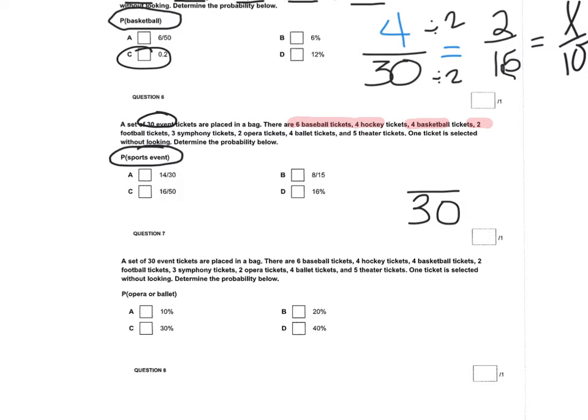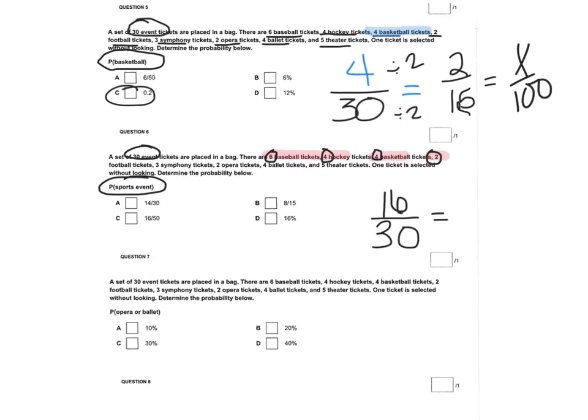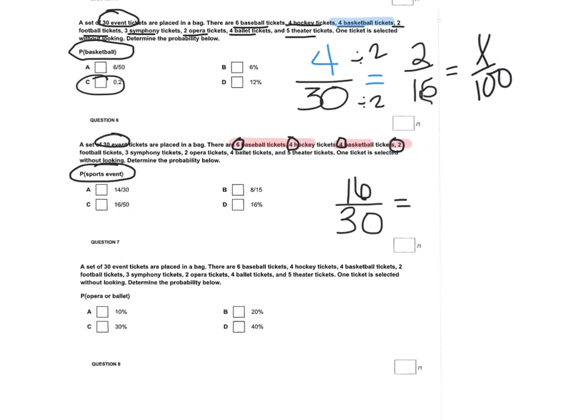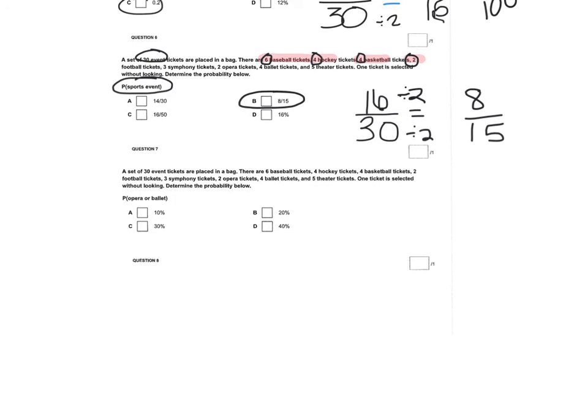So we can say 6 plus 4 plus 4 plus 2 is 16. So 16 out of 30. I'm going to reduce it. I'm not really sure what happened on question 5 because when I reduced it, that answer choice wasn't exactly there. 16 out of 30. If we reduce, let's say we reduce it by just 2 for now. 16 divided by 2 is 8. 30 divided by 2 is 15. Oh, thank the Lord. That's an answer choice.